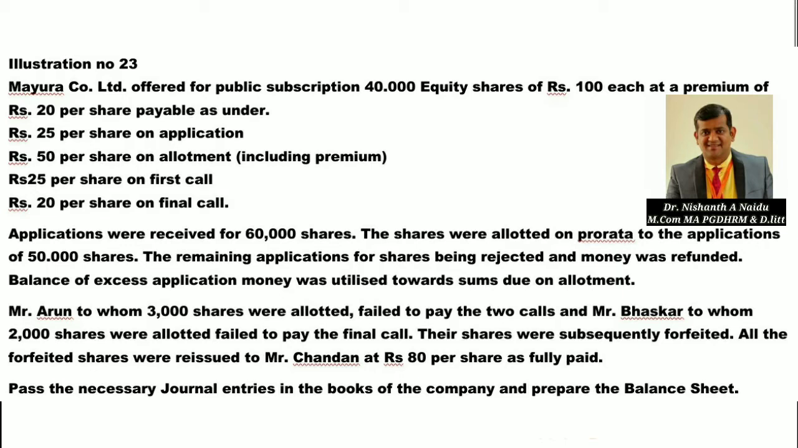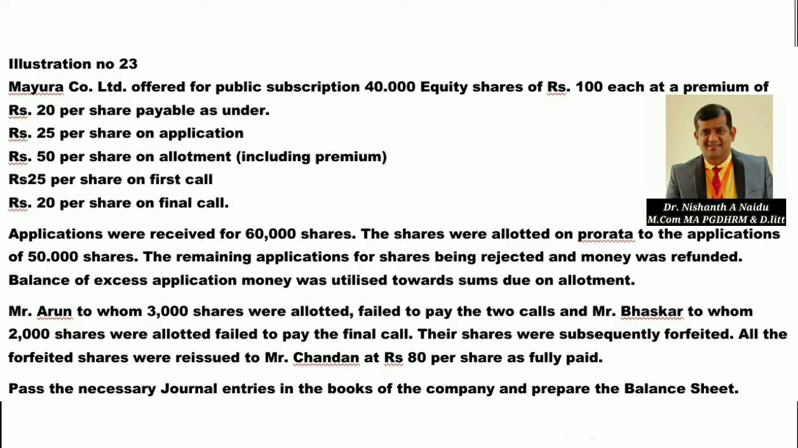Mayura Company Limited offered for public subscription 40,000 equity shares of rupees 100 each at a premium of rupees 20 per share, payable as under. So the company has offered 40,000 equity shares. What is the face value? 100 rupees, and it is issued at a premium. At what premium? 20 rupees per share.